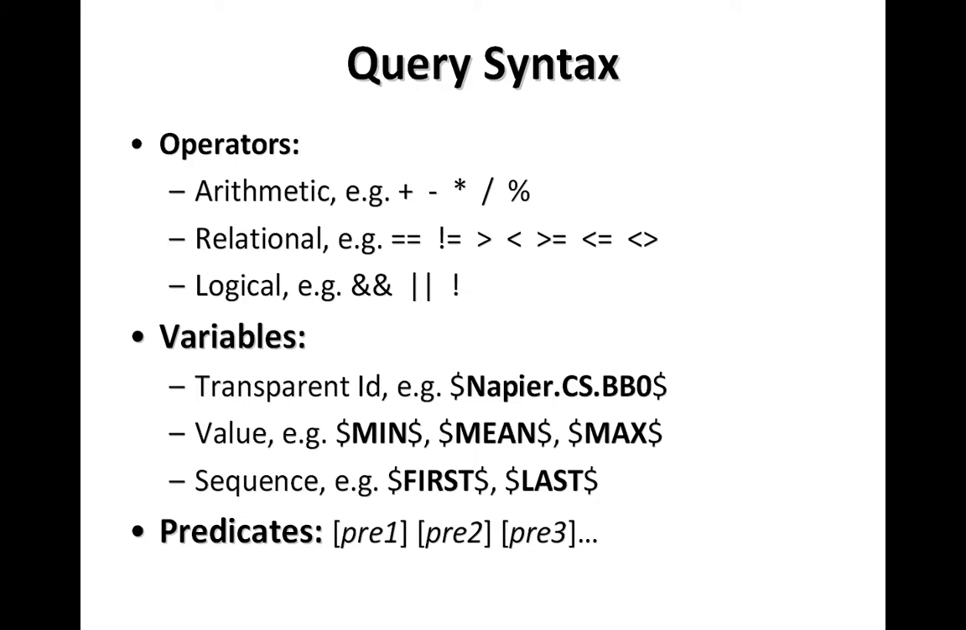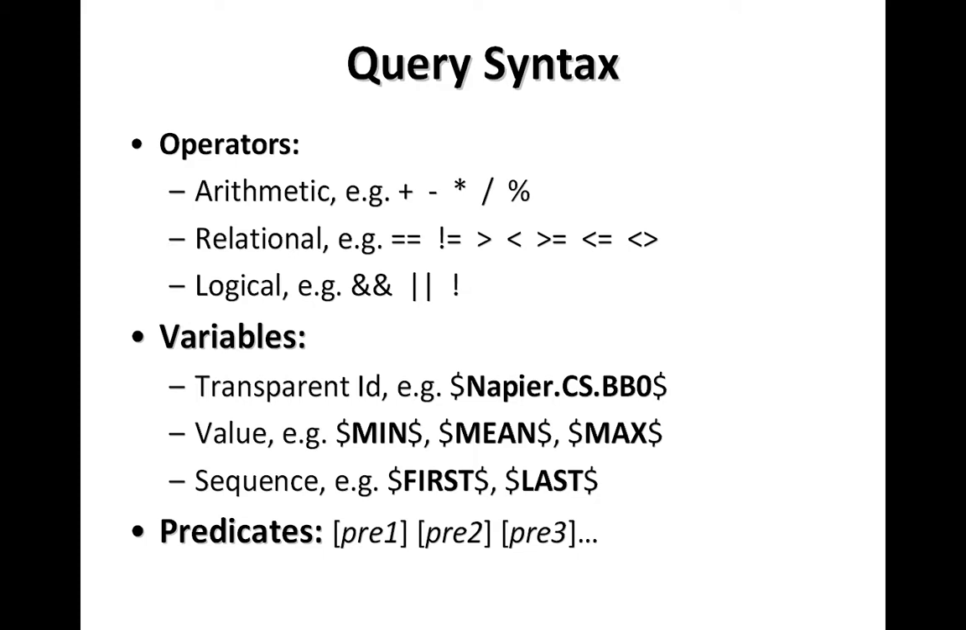Another important feature is the support for variables. A variable is a keyword between two $ signs. It can be a transparent ID of an object, which is converted by the SPOC into the corresponding opaque ID, or in other words, the pseudonym of the object at runtime. A variable also can refer to a value or a sequence number, of which the actual value is determined by the context where the variable is used.